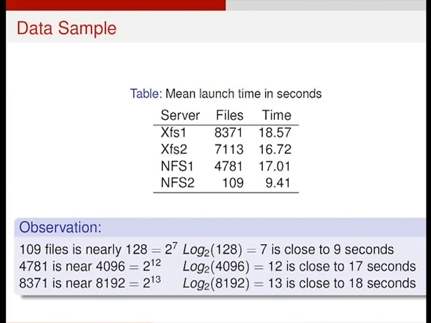Now, in the bottom of the slide, I'm showing that you can go one step further. Numbers like 109 are very close to 128. 4,781 is very close to 4096. 8,371 is pretty close to 8,192. Those are all powers of 2. So this tells you immediately that the launch time appears to be related as the logarithm, that's to say the exponent, of the number of files in base 2. Now, that's just one way of saying it. You could also do it in base 10, but base 2 makes it pretty obvious here in this case.